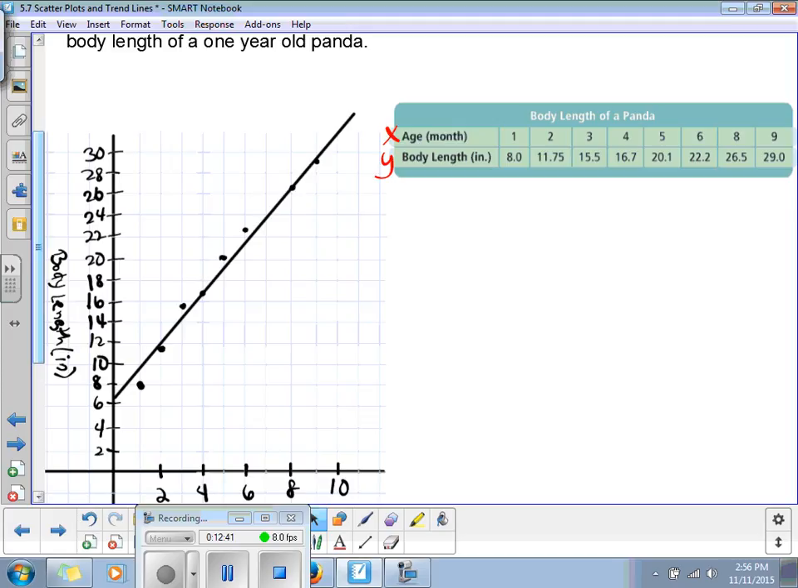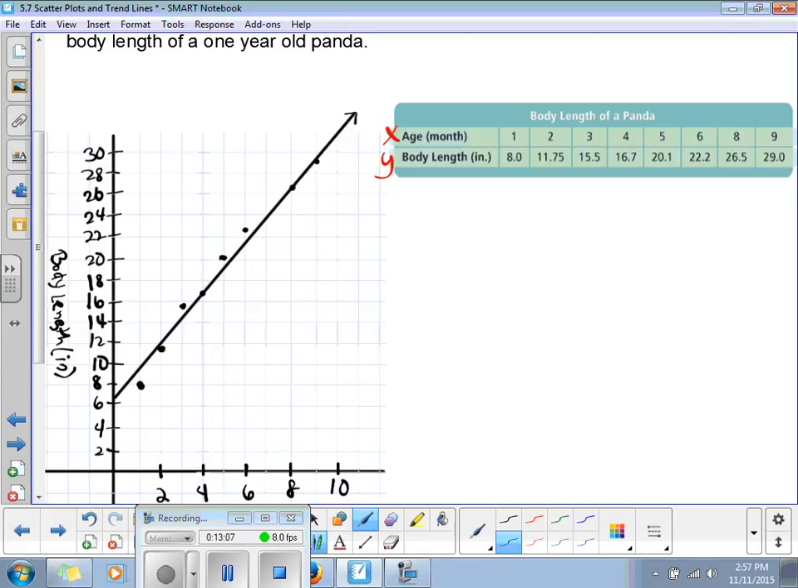Don't forget your arrow, because that bear can still keep on growing, right? I know it'll stop at a certain point, but after 1 year, it's still going to keep on growing. So there's our trend line. Good estimation. The next thing we want to do is write an equation.